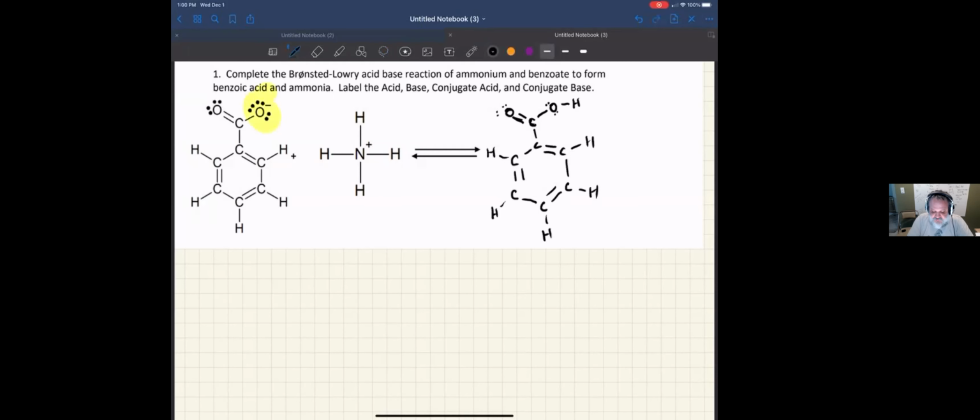Then if that makes the acid, the ammonium ion, what that means is that the ammonium ion will lose a proton. And so the lone pair of electrons in the ammonium that were attached to the hydrogen stay with the nitrogen. And so the conjugate base looks like that. And so the rest of the structure is just sort of a distractor.